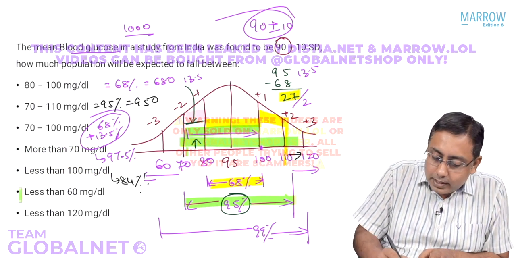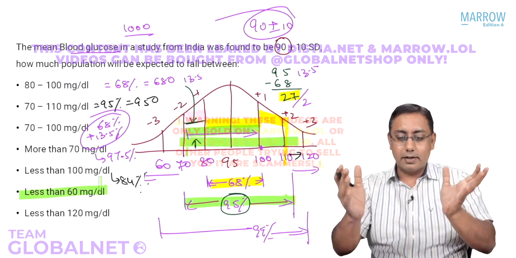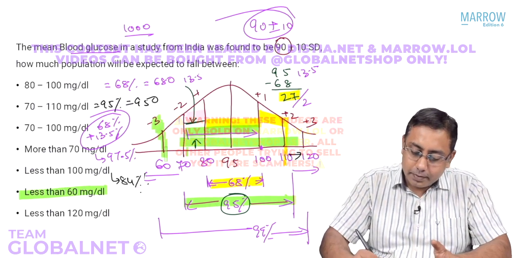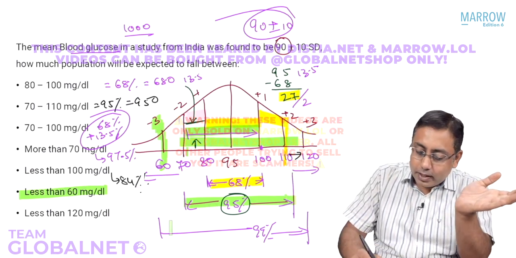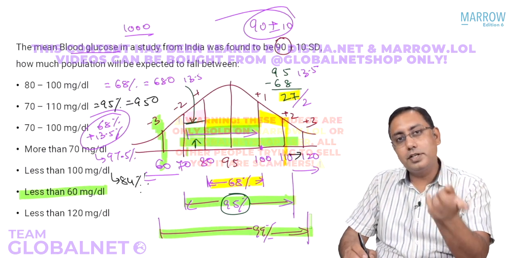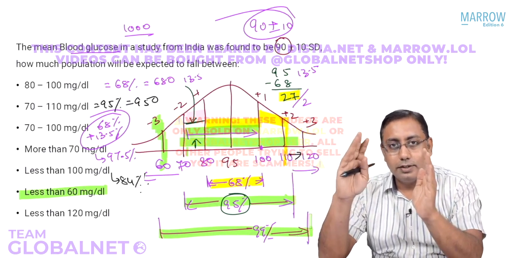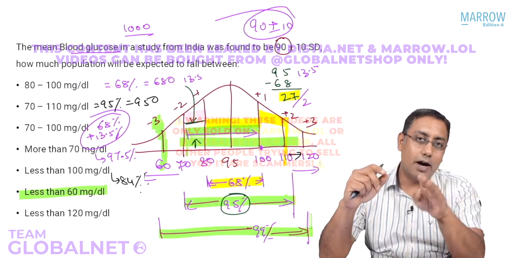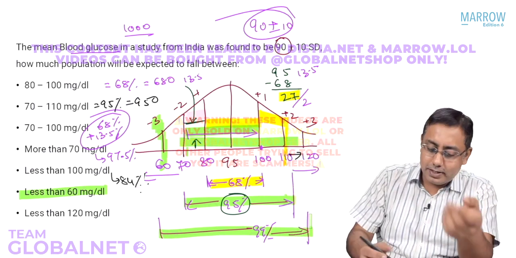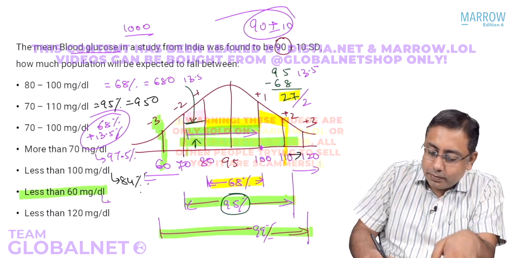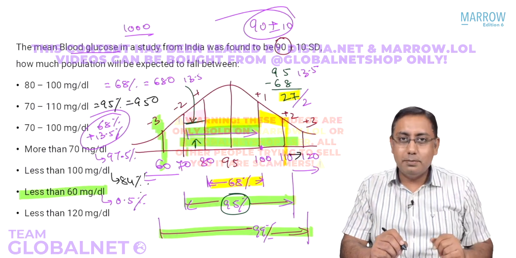Let us talk about less than 60. How much population is there? So total is 100. 60 is at what level? 60 is at minus 3 SD. You know that minus plus 3 standard deviation is 99. So total is 100, 99 gone. So how much is left out? 1%. Half will be this side, half will be that side. Are we getting it? It's super easy. So less than 60 will be how much? It will be 0.5% population that is going to lie less than 60 mg/dL.